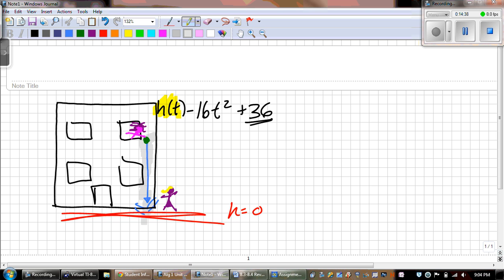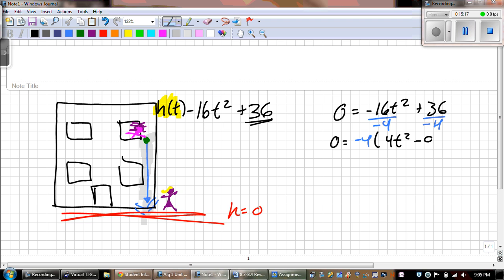Now, I did tell you that there were two ways that we could do that problem, so here's our other way. We have 0 equals negative 16t squared plus 36. We could have factored this. We could have factored out a negative 6, or not a negative 6, I'm sorry, because 6 doesn't go into 16. Okay, I can factor out my negative 4, and the negative 4 comes out front.